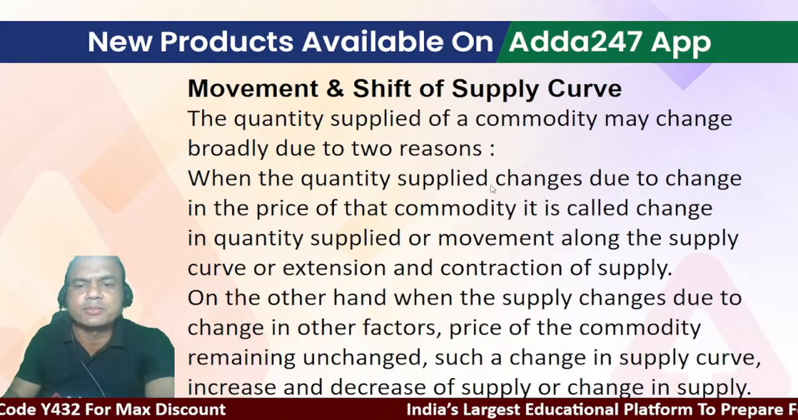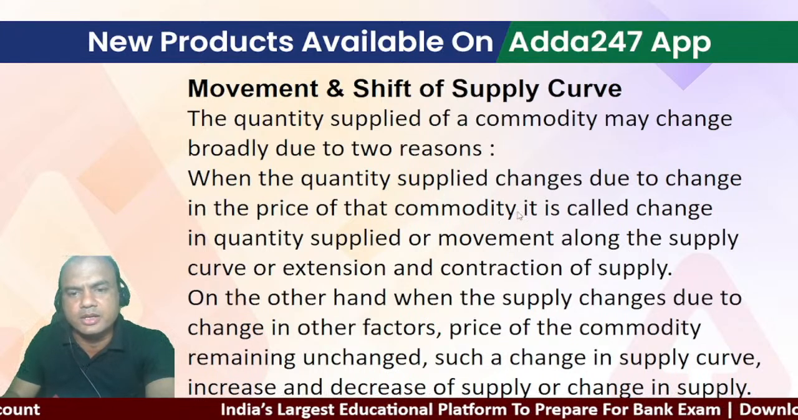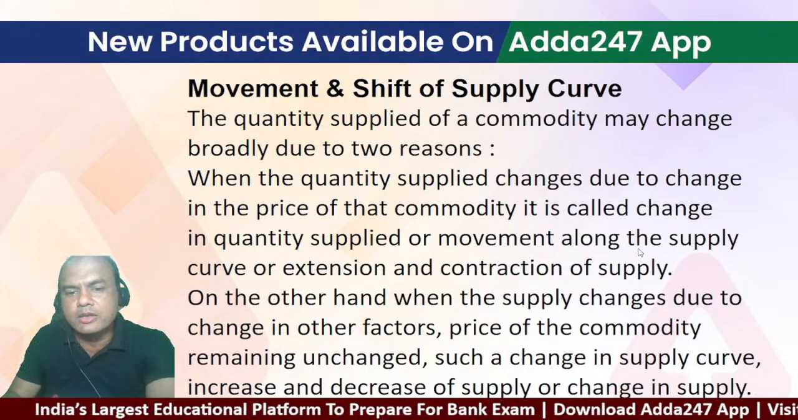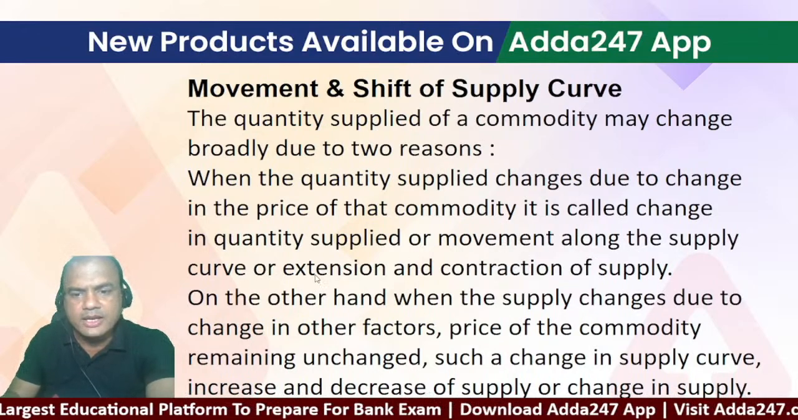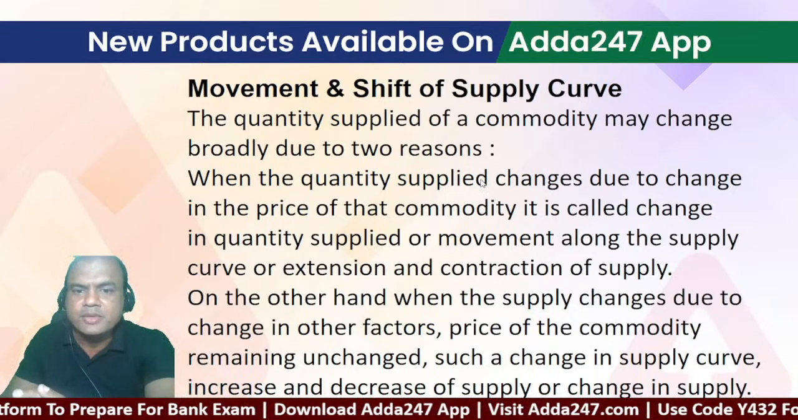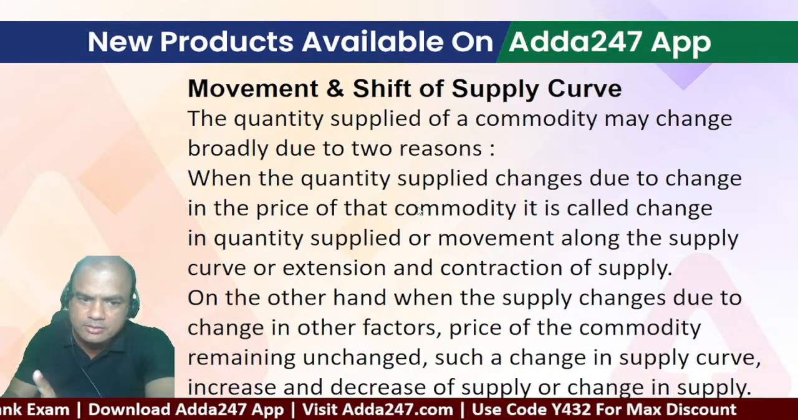When the quantity supplied changes due to the change in the price of that commodity, it is called change in quantity supplied, or movement along the supply curve, or extension and contraction of supply, right? This is what just now we saw. It changes due to change in the price. Okay, that is reason number one.